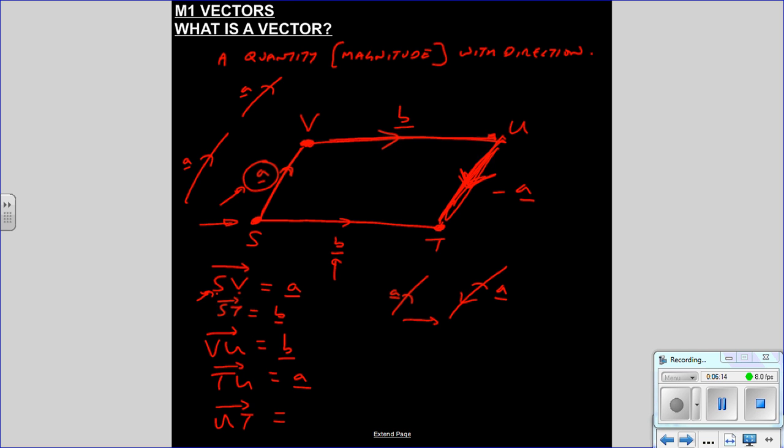So if the arrow is going in the opposite way to its original, it would be described as negative, that vector, so minus a. Likewise, if I wanted to go u to v, that would be the same as going minus b. Okay? Hopefully we're getting the idea then.